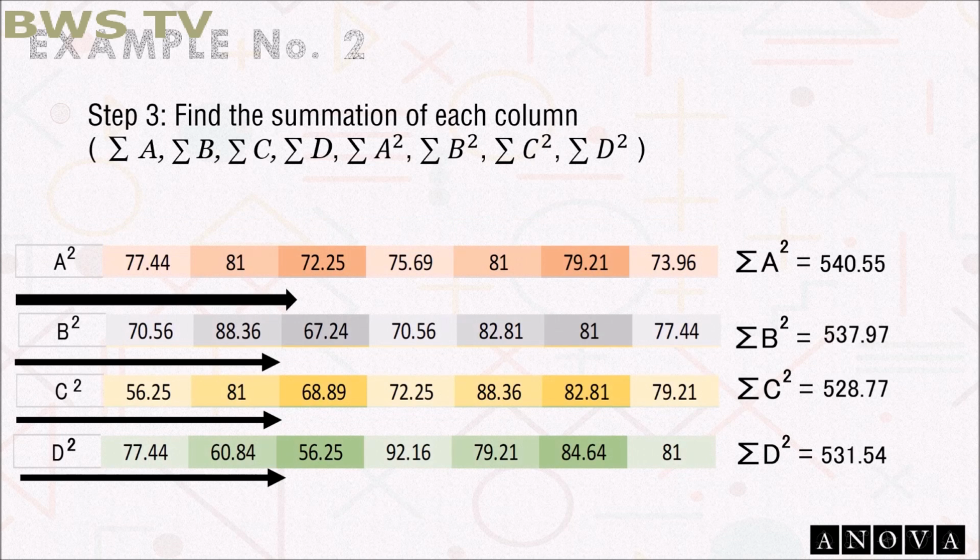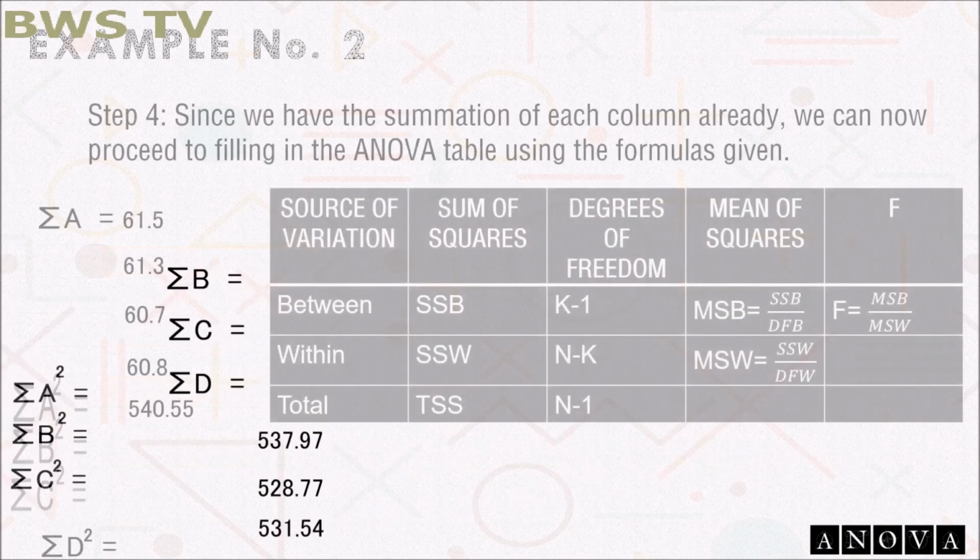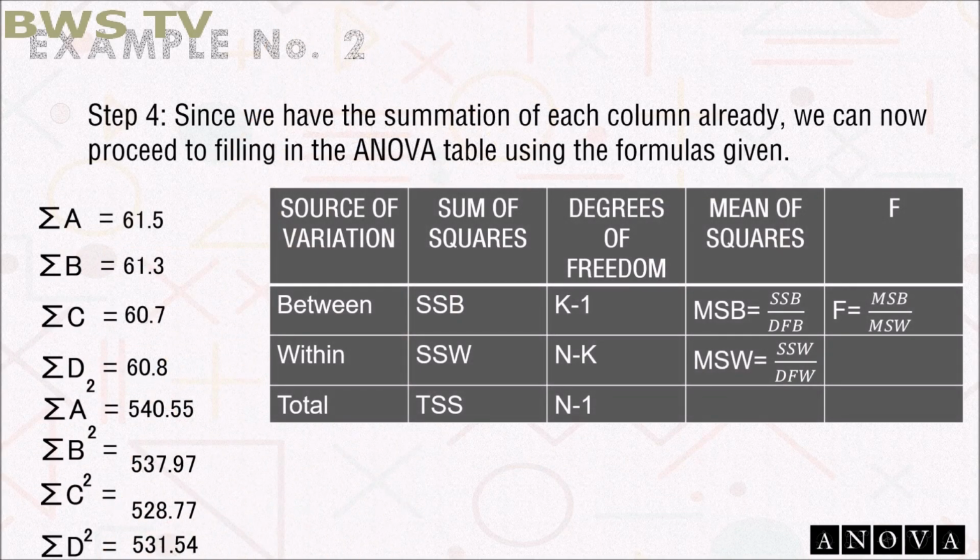summation of A squared is equal to 540.55. Summation of B squared is equal to 537.97. Summation of C squared is equal to 528.77. And summation of D squared is equal to 531.54. Now, since we have the summation of each column already, we can now proceed to filling in the ANOVA table using the formulas given.